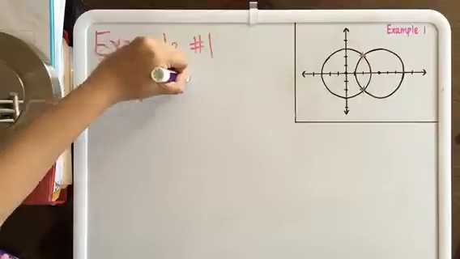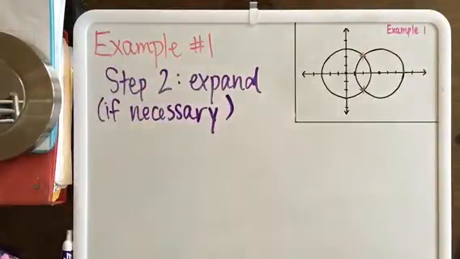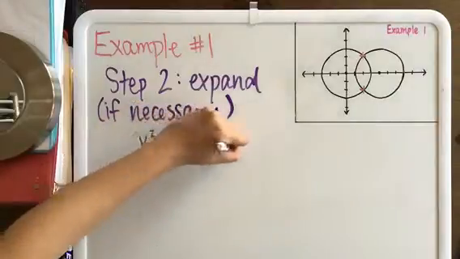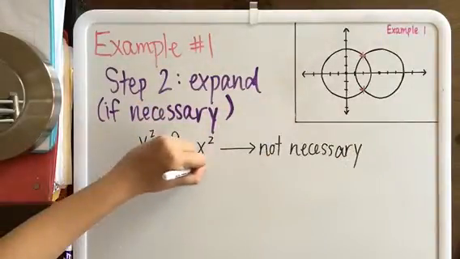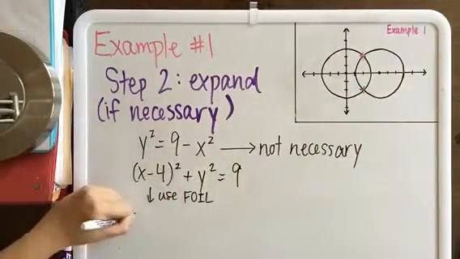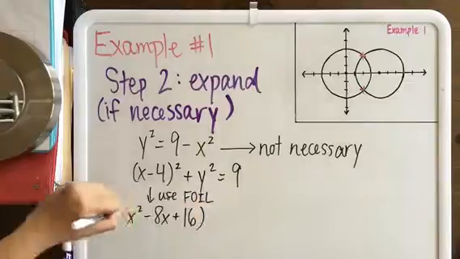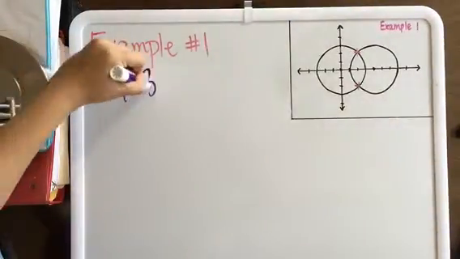The second step is to expand. Expanding both of the equations can be completed by using the FOIL method and then combining like terms within the equations. The third step is to substitute and solve.